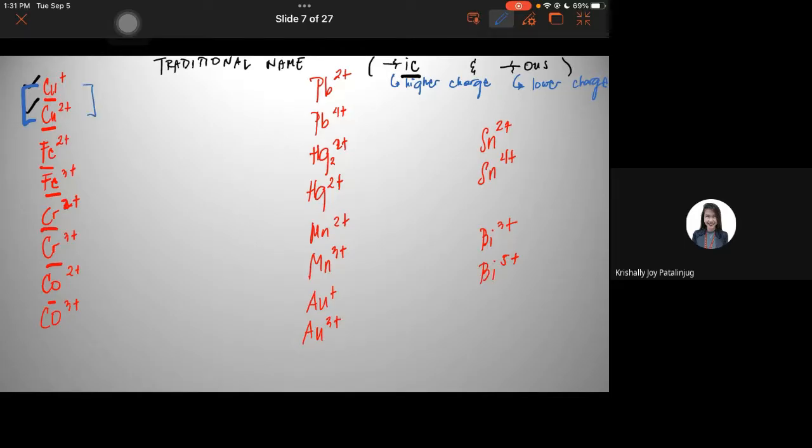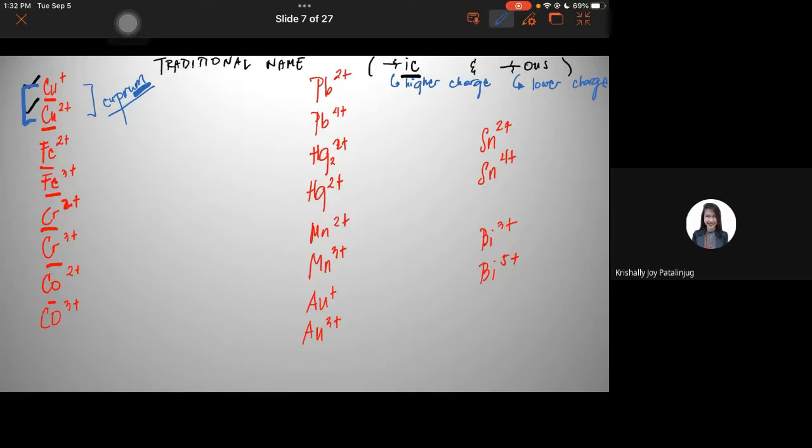Particularly, they are added to the root name of the Latin name. They are added to the Latin name of the element. Example, copper. It comes from the Latin name cuprum. Okay? So the ending will just be replaced with an -ic or -us suffix. So you can have either a cupric or a cuprous.